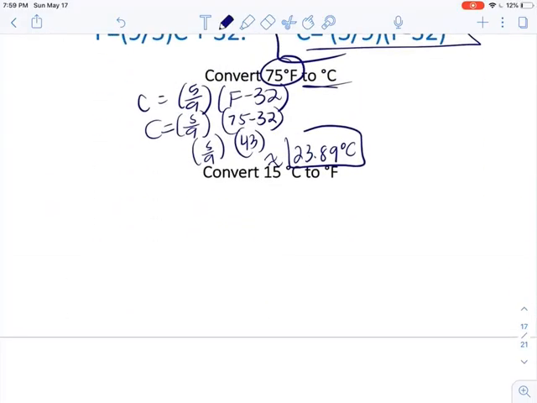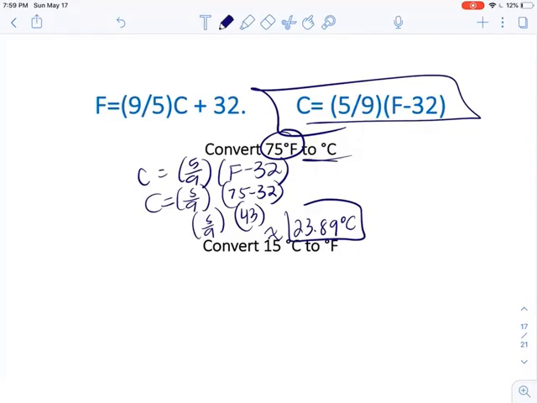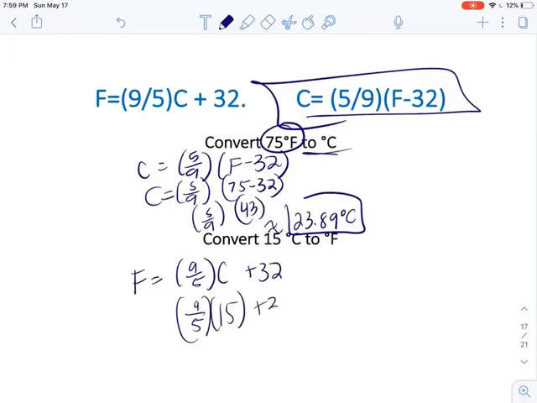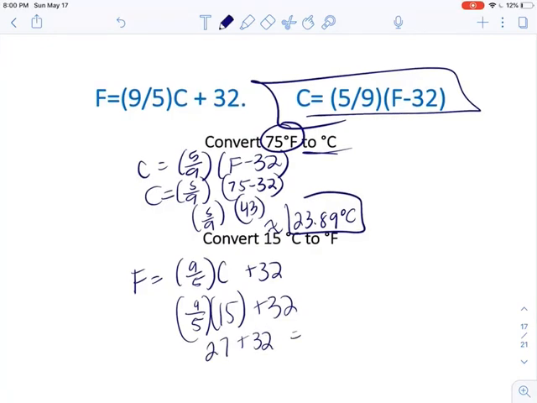And then next, if we're converting from degrees Celsius to degrees Fahrenheit, we're going to use our other equation, which is just the opposite. So F equals 9/5 times C plus 32. So 9/5 times 15 is 27, plus 32, which gives us 59 degrees Fahrenheit.